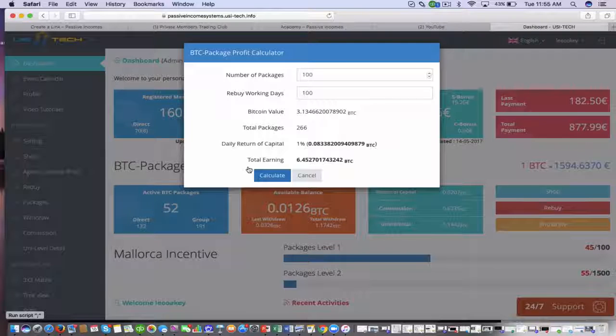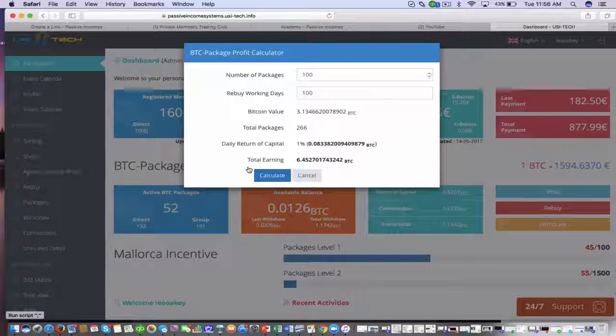I spoke with a lady yesterday who is looking to move to Turkey from where she is at the moment, and I asked her what she was hoping that USI Tech can do for her. And her answer was that she would like, within a 6-month period, to have a residual income of $3,000 per month. That's a residual income.